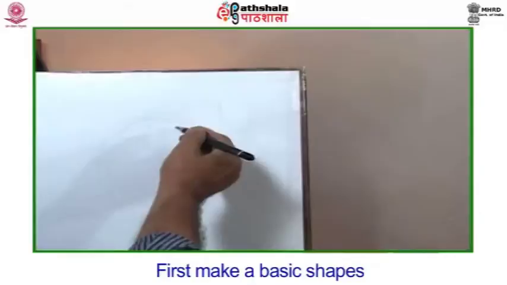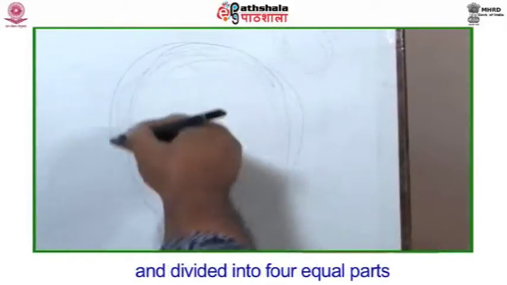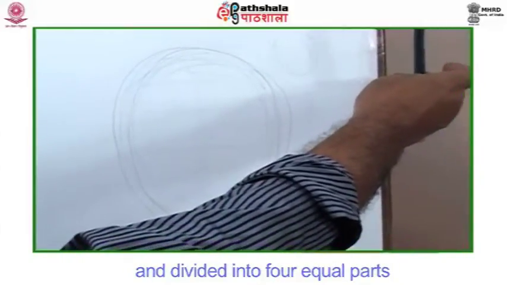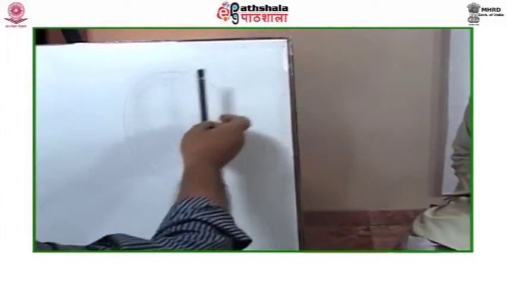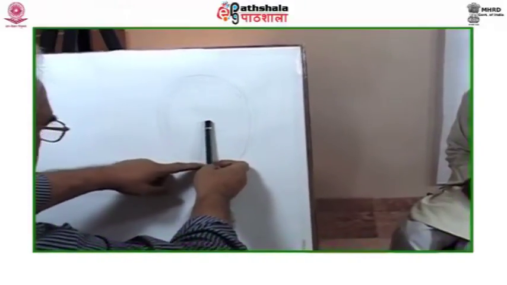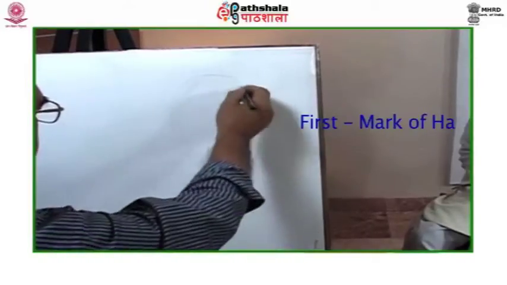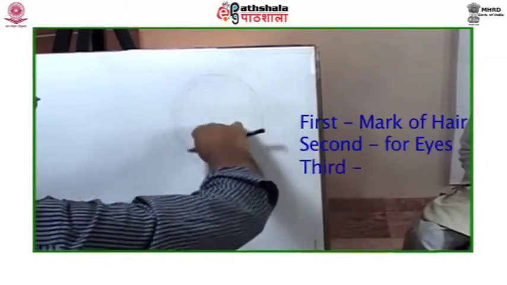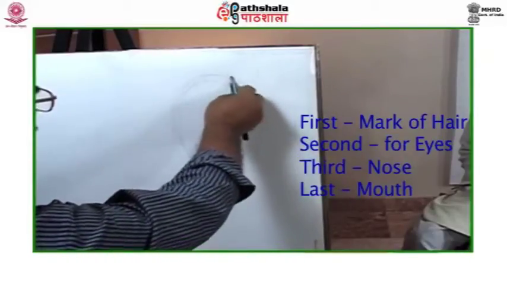So I will draw the basic shape of the head and slice the oval once horizontally and once vertically to get 4 equal parts. Further divide the two horizontal halves equally to get 4 horizontal divisions of the oval face. The first horizontal line is the mark of the hairline. Second is for the placement of the eyes. The third is marking the end of the nose, and the last horizontal line is the mouth.